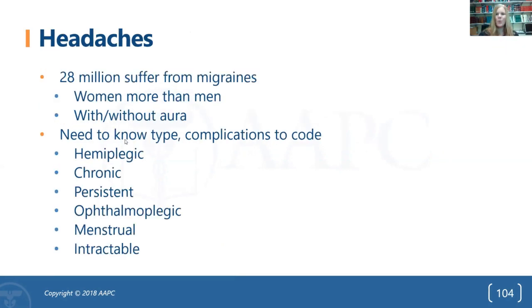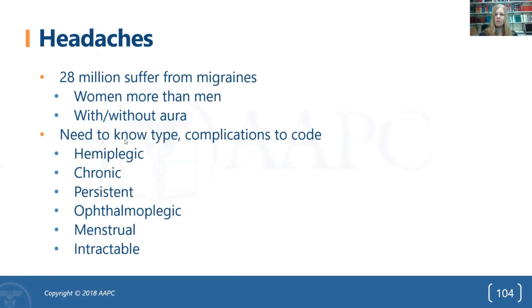Believe it or not, 28 million people suffer from migraines, and the majority of them are women. Migraines are more intense, pulsing, throbbing headaches located on one side of the head. Symptoms that accompany a migraine are usually nausea, vomiting, sensitivity to light and sound. Migraine attacks can last for hours or even several days.